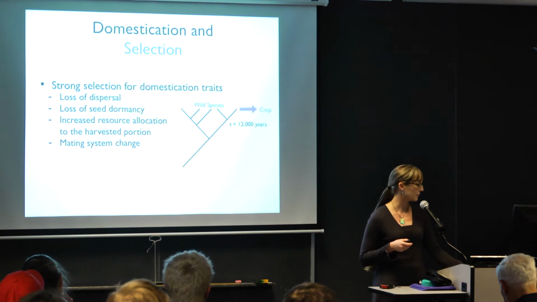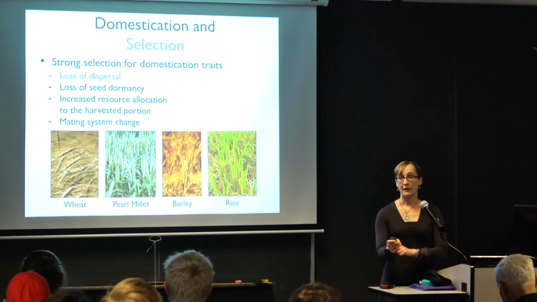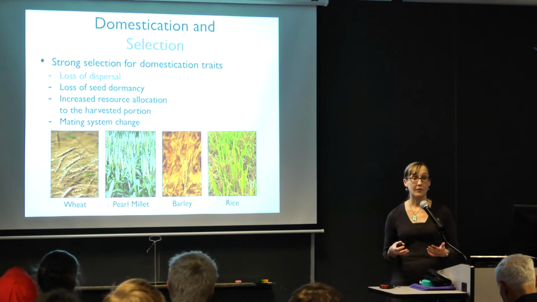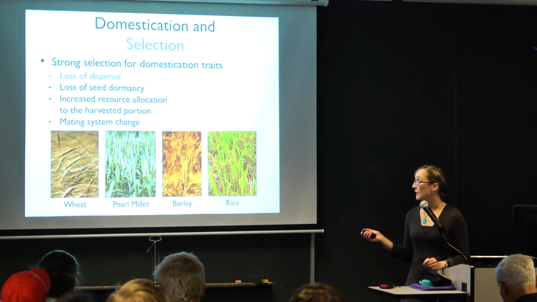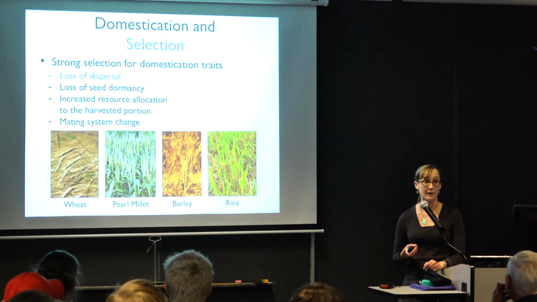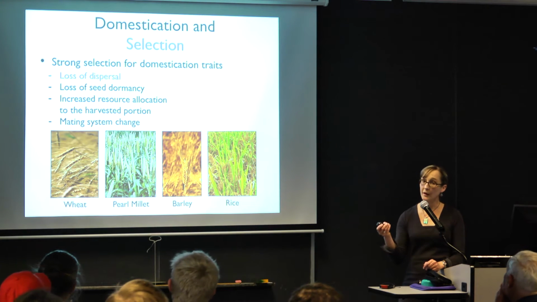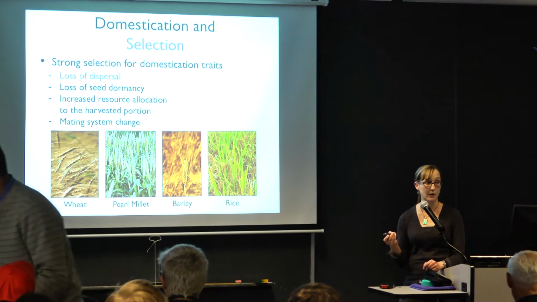One really great example of the effects of selection during domestication is demonstrated by repeated evolutionary events, right? Things that happen again and again. And one of the best examples of that is the loss of dispersal or loss of shattering in many domesticated cereals. So of course in wild plants, you want the fruit to ripen and fall away from the inflorescence so that it can be dispersed.